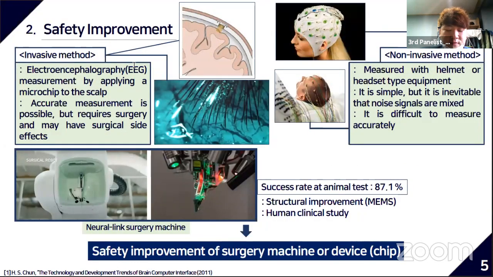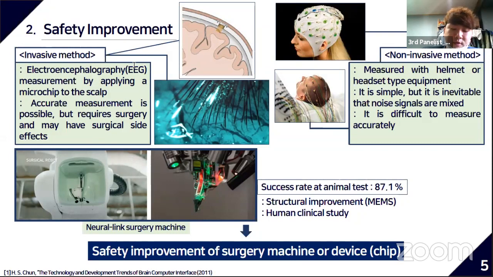Next, the safety improvements. There are two main methods for measuring EEG, invasive and non-invasive methods. Invasive methods measure EEG by applying a microchip to the scalp, while non-invasive methods measure by helmet or headset type equipment. Safety is important for both methods, but in the case of an invasive method, the chip is planted directly into the brain. This needs more concern about safety.